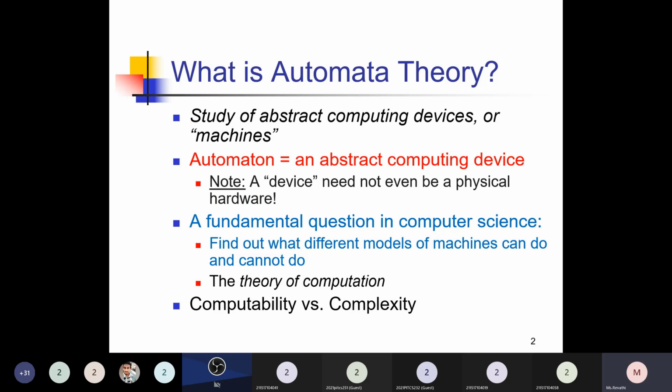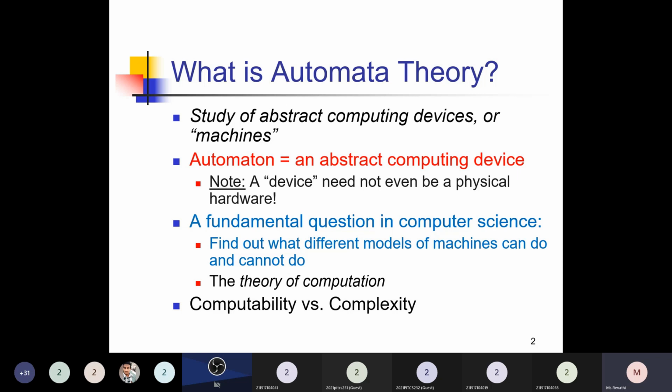Automata theory is the study of abstract computing devices or machines, which means we are going to study abstract models of computing devices and machines. Automation is nothing but the abstract computing device. Here we should note that a device need not even be physical hardware. It may be software also.